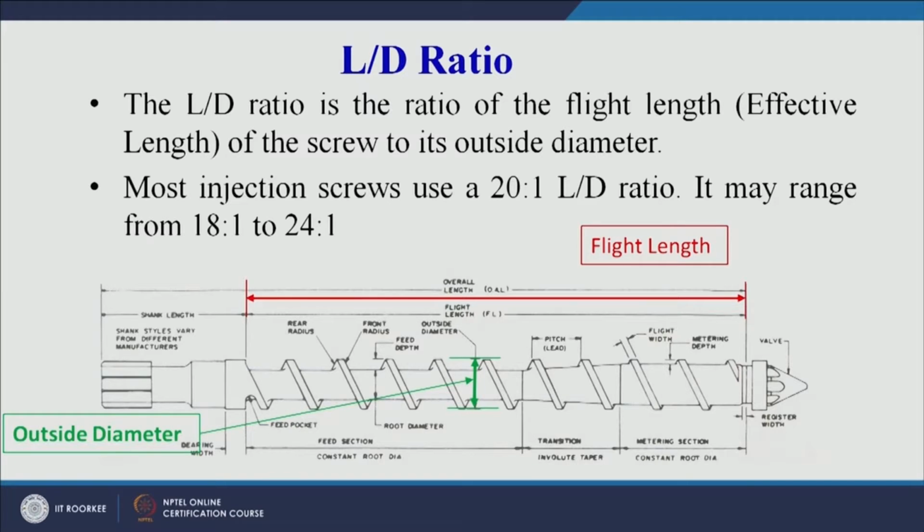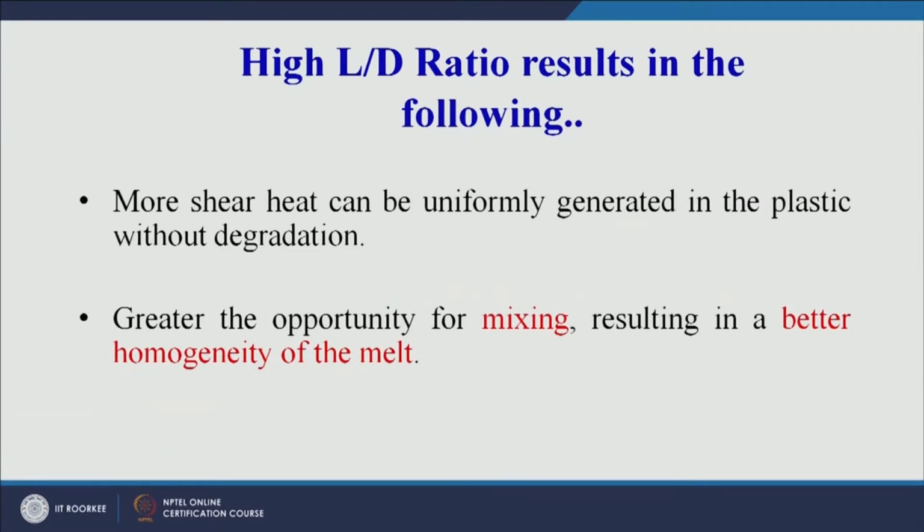Now how the L by D ratio will influence the process, that we will try to understand now. So high L by D ratio results in the following. Suppose L by D ratio is higher, that is the length is 24 times that of the diameter.